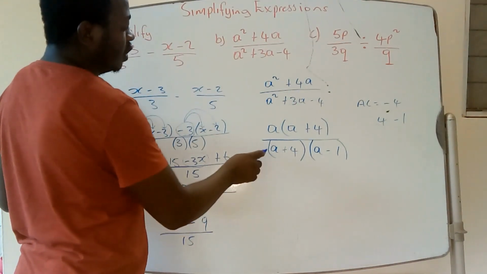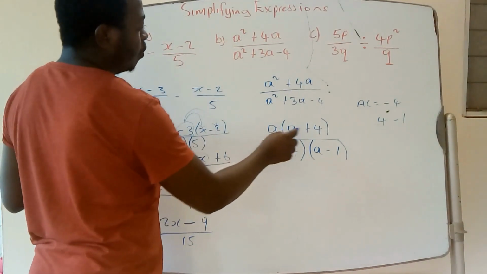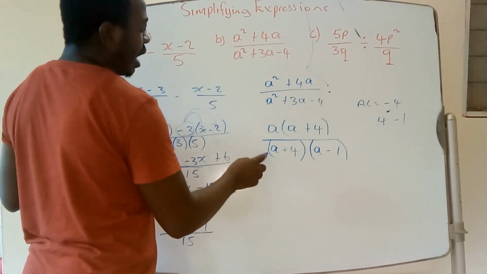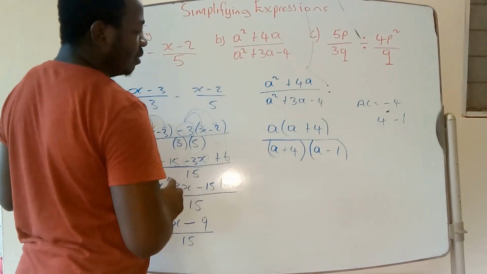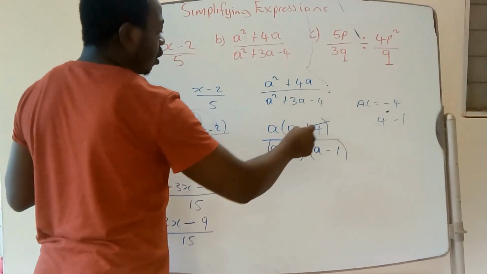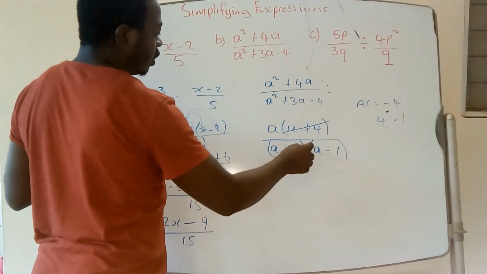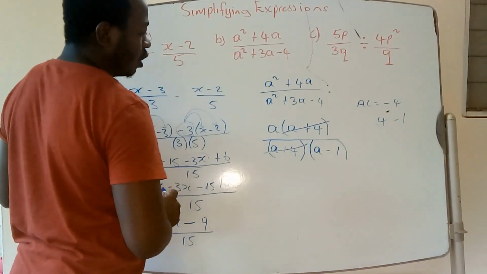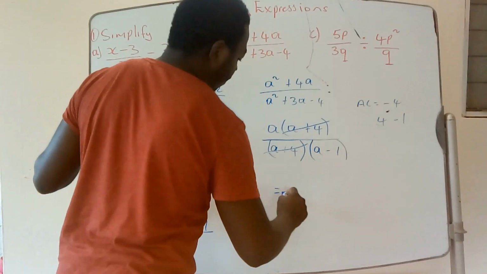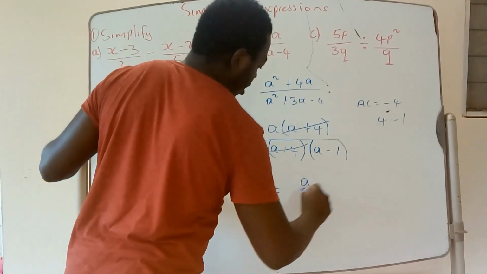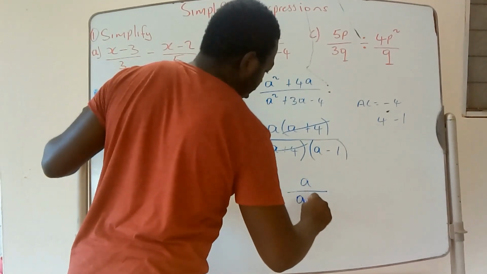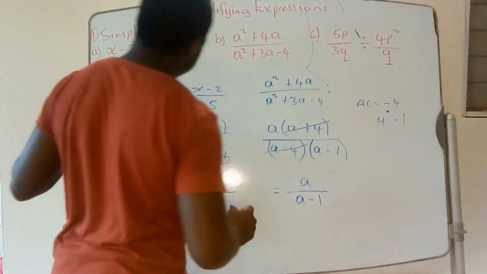So here, if you notice, we have a plus 4 in the numerator and a plus 4 in the denominator. So a plus 4 cancels out a plus 4. So all we're left with, our final answer, is a all divided by a minus 1.